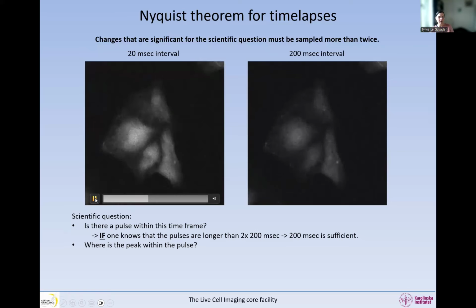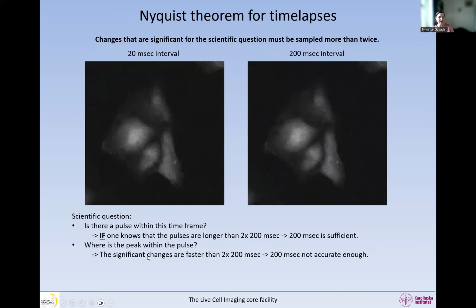We can know exactly where the pulse is, okay? So if the significant changes are faster than 2 times our interval, then this is not accurate enough. So we are undersampling here to answer this question, but we're sampling enough to answer this question. So it's all related to the scientific question, and you have to figure out what is the significant change in the image.